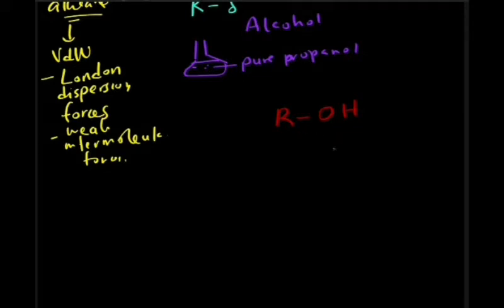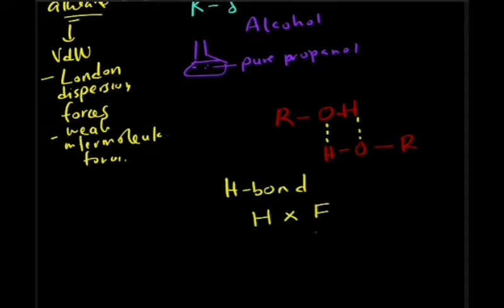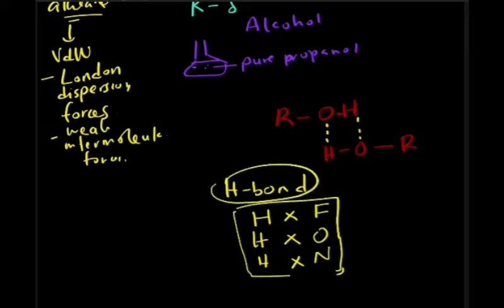So what happens is most of them will end up like this. This is because of the formation of a hydrogen bond. Remember, a hydrogen bond is a bond formed between hydrogen and F, O and N, meaning hydrogen with fluorine, hydrogen with oxygen, and hydrogen with nitrogen. All these three interactions we call hydrogen bonds.